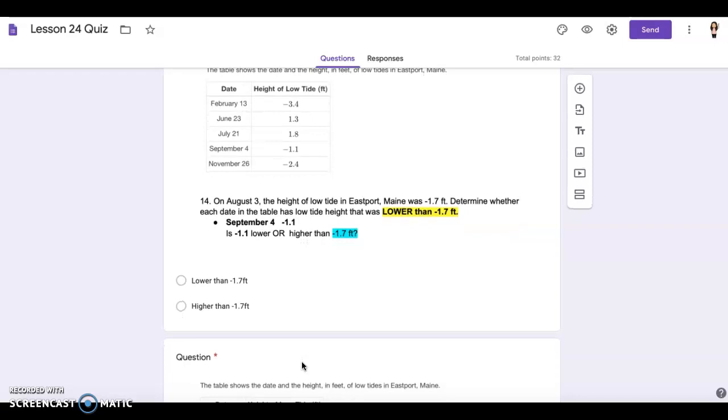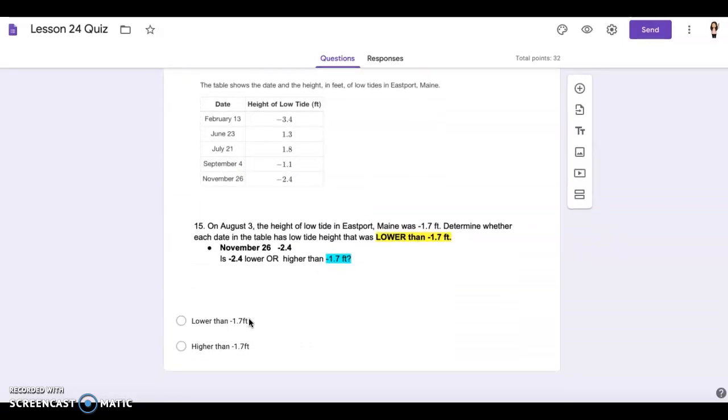Number 14. On August 3rd, the height of low tide in Eastport, Maine was -1.7 feet. Determine whether each date in the table has low tide height that was lower than -1.7 feet. We're looking at September 4th. That was -1.1. Is -1.1 lower or higher than -1.7 feet?